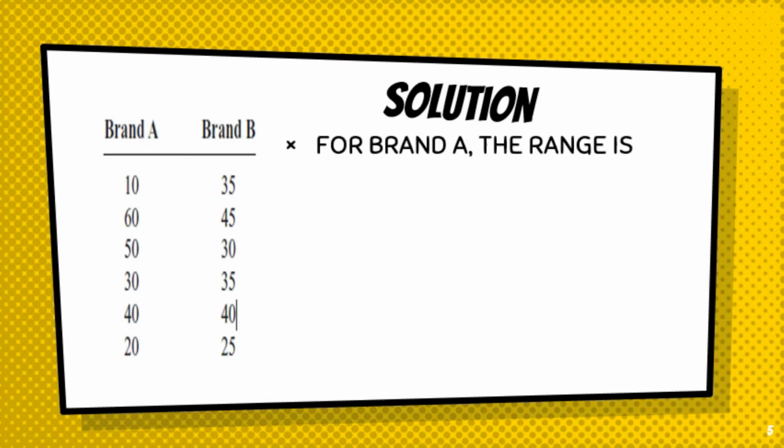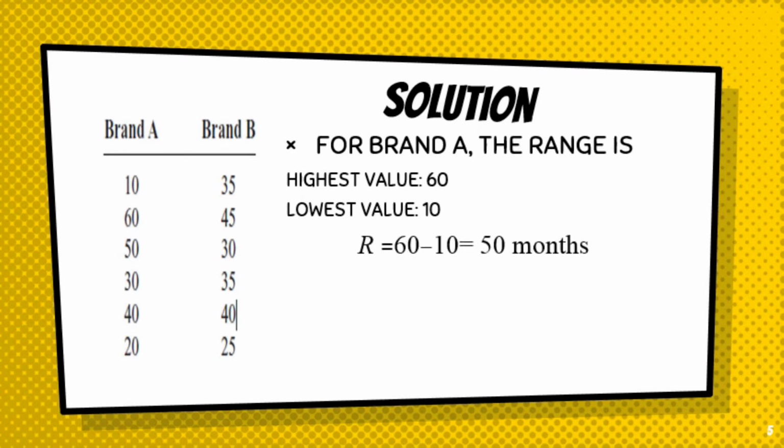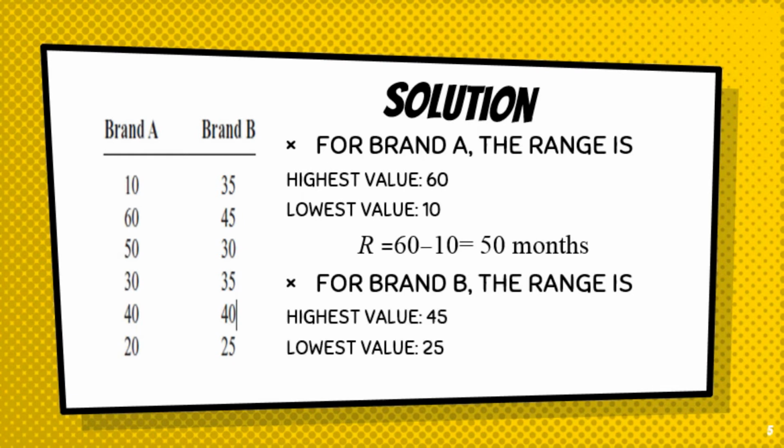Solution. For brand A, the range is: first, the highest value is equal to 60 and the lowest value is equal to 10. R is equal to 60 minus 10, which is equal to 50 months. For brand B, the range is, again, highest value is equal to 45 and lowest value is equal to 25. R is equal to 45 minus 25, which is equal to 20 months.